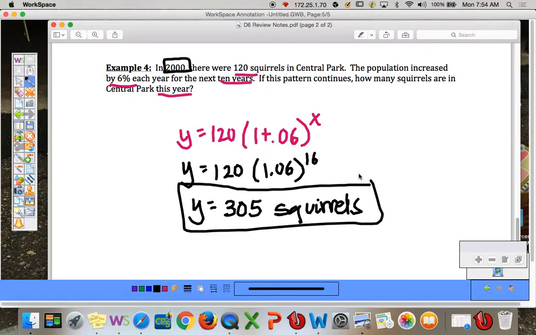Okay, so today you're going to practice setting up your exponential growth or decay. Remember starting value, your rate of change. If it's bigger than 1, it will be growth. If it's less than 1, it will be decay.